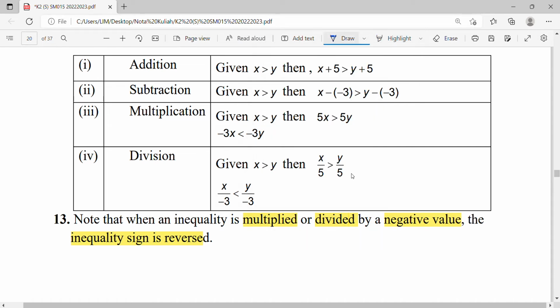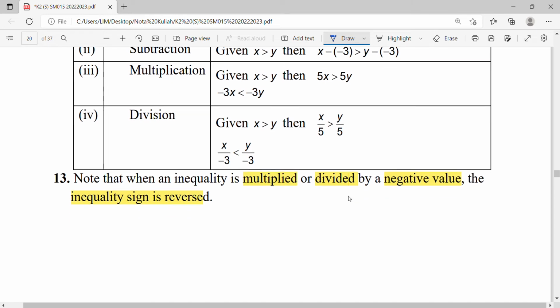Let's say I give you a value like 2 is less than 5. So logic, right? When you add 3, here is 5, here is 8, it still holds the inequality less than. When I minus, it gives us -1 and 2. It still holds the inequality, right?